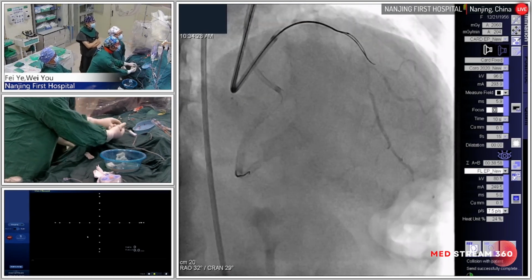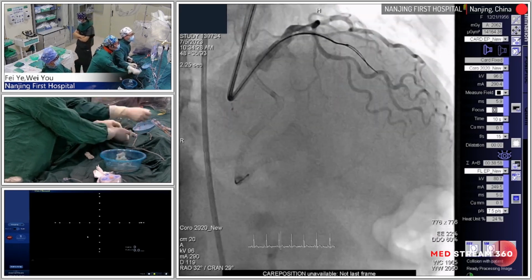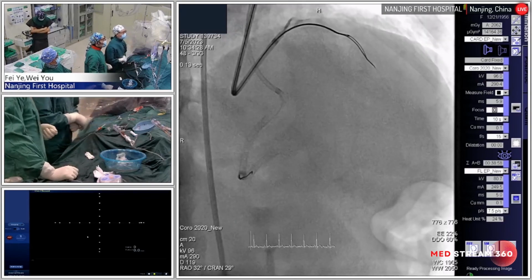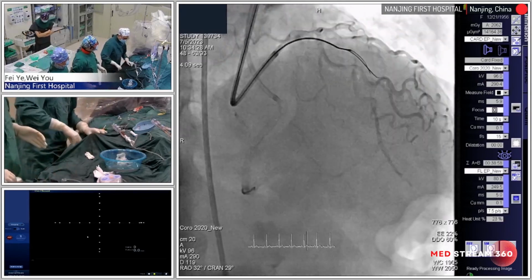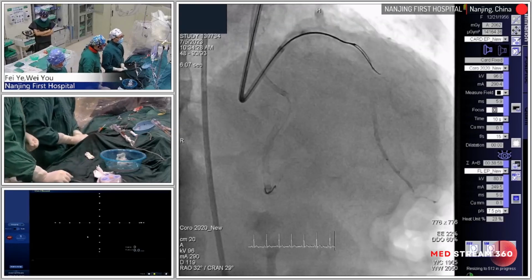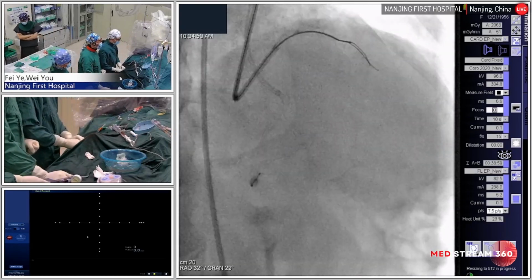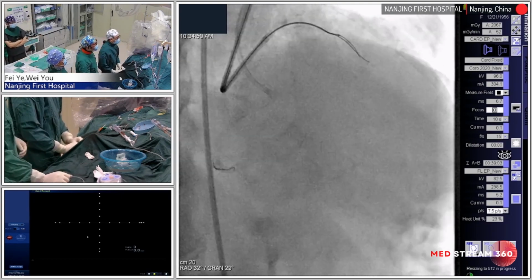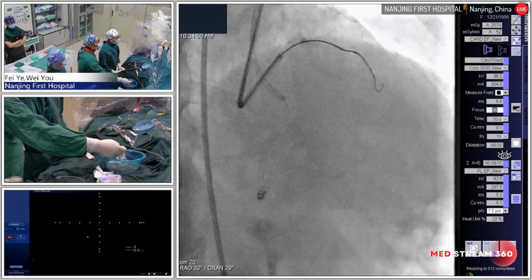Okay. Also, yeah. The extraplaque. Okay, so Chief, I would like to try to use the retrograde. Sure. Maybe it cannot work now. Okay, no problem. Before that, because it's only a 7-French guiding catheter, it cannot tolerate the KDL and also another retrograde microcatheter. I need to retrieve. Okay.